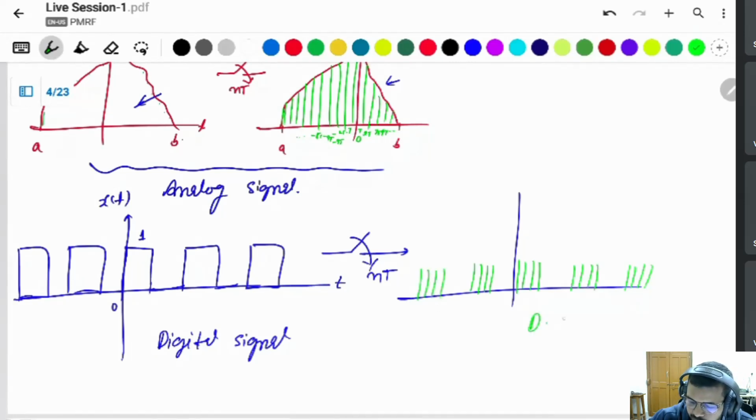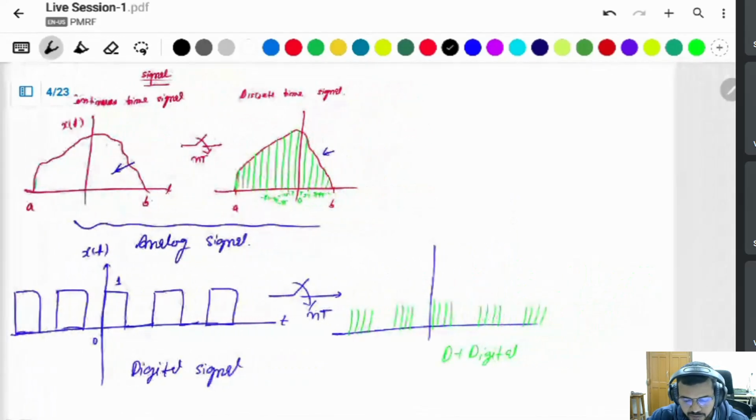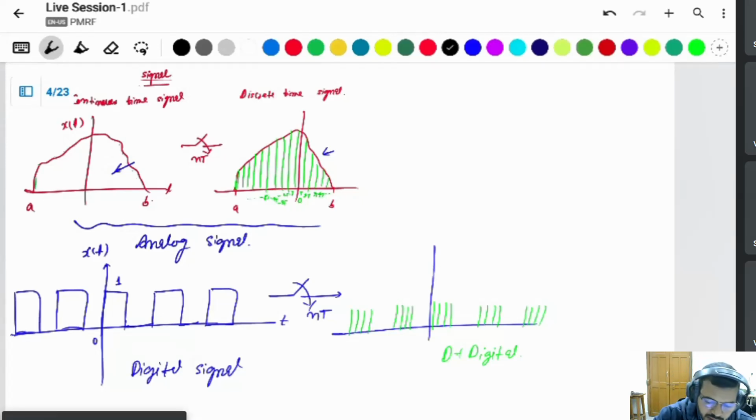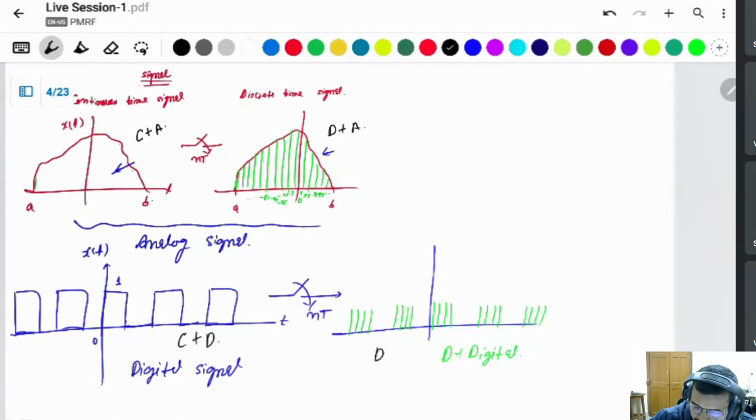This is the discrete plus digital. It means continuous and discrete, then in continuous there is analog and digital. This is continuous plus analog. This is discrete plus analog signal. This is the digital. So continuous plus digital, discrete plus digital.